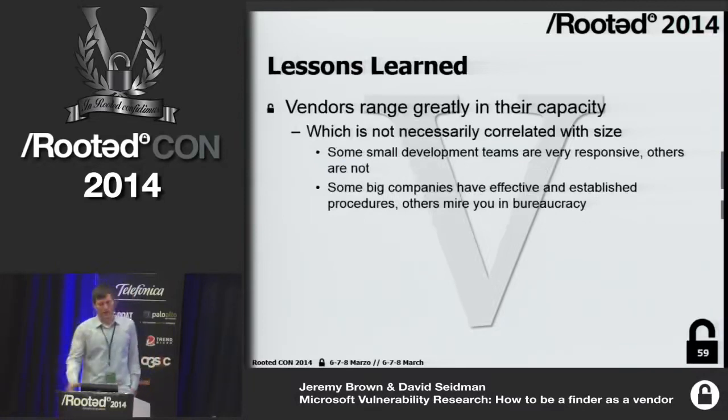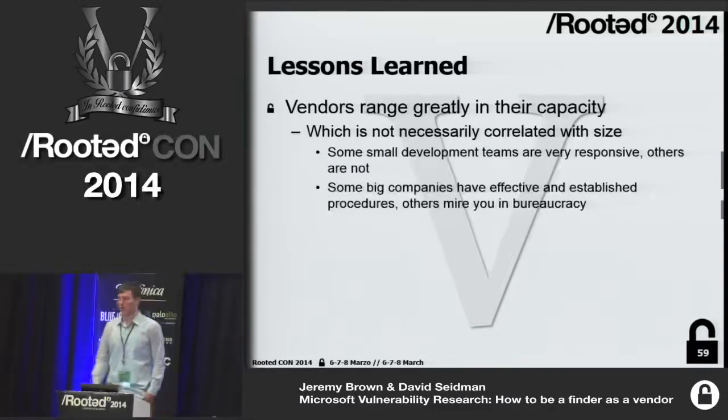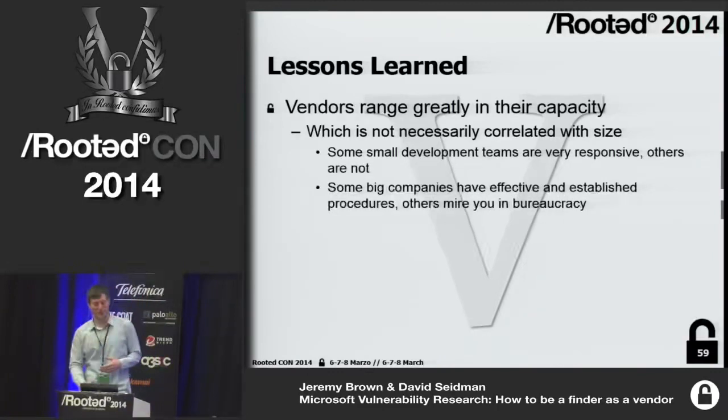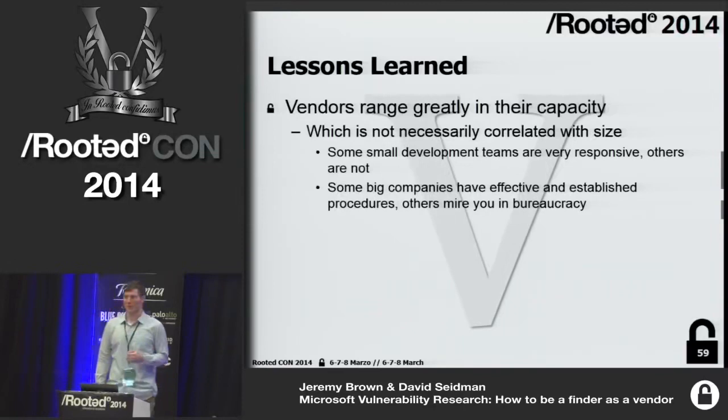So, lessons learned. Vendors range greatly in their capacity. That's something to keep in mind when you're submitting bugs. Like we were talking about before, if it's open source software, a lot of times, if it's a smaller project, maybe a not very popular library, it could just be an ad hoc team of developers working across the world, and they may not have the most time in the world. They may have other full-time jobs, so they can't exactly get to things that quickly. Or maybe they're really focused on the project, and they really want to get things fixed.